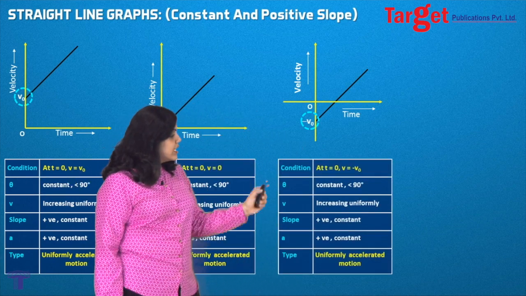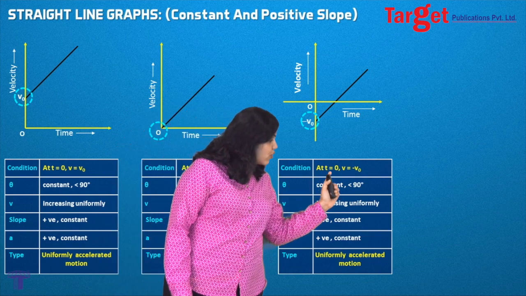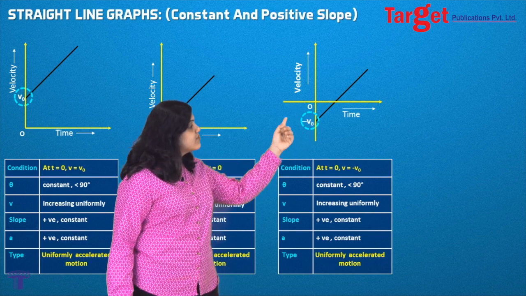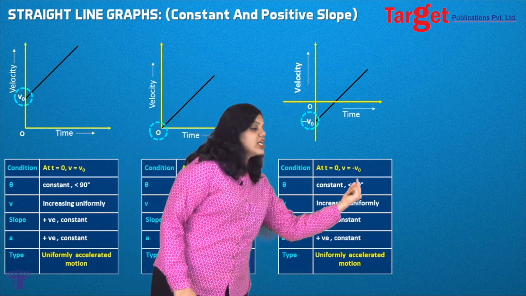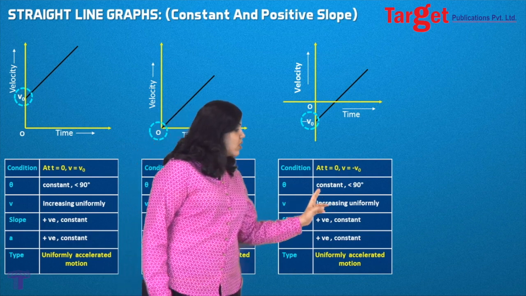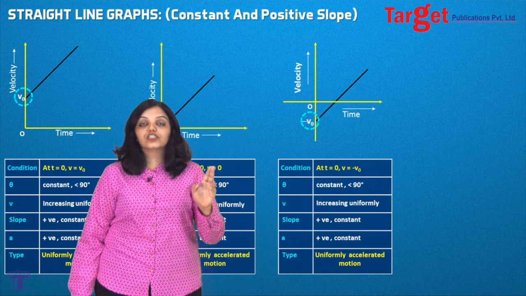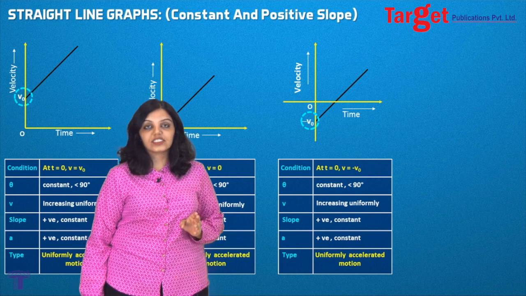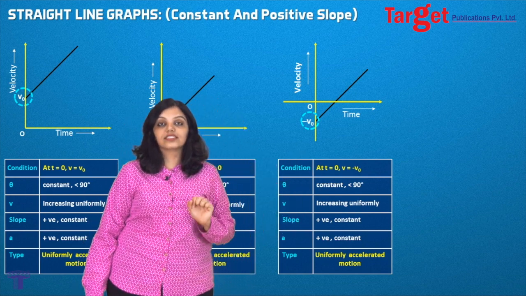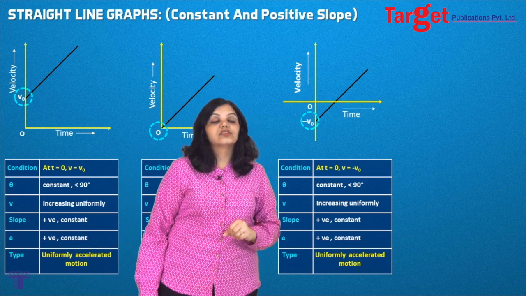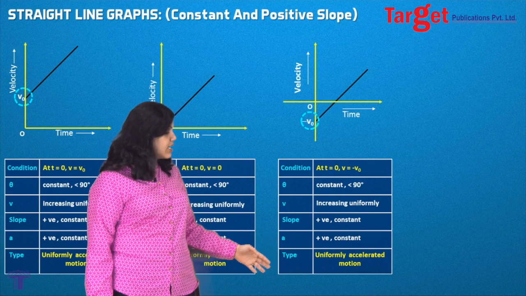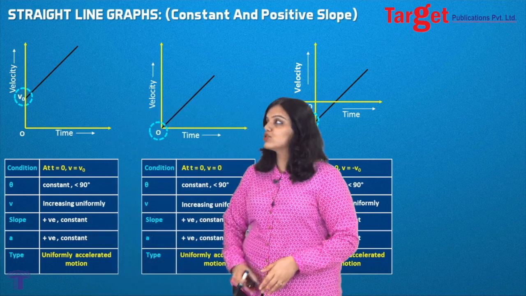Let's take a look. The condition says at t is equal to 0, v is equal to minus v naught. As predicted, we have a negative y-intercept, and therefore there is a change in the condition. Everything else remains the same. The angle is constant, less than 90 degrees. The slope is positive and constant. And because slope is positive and constant, acceleration is positive and constant, which means velocity is increasing uniformly. Finally, the type is also the same, that is uniformly accelerated motion.